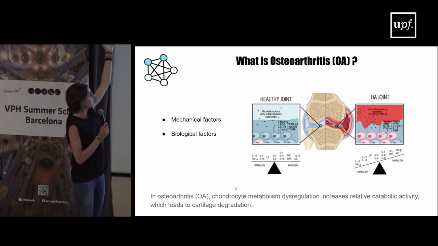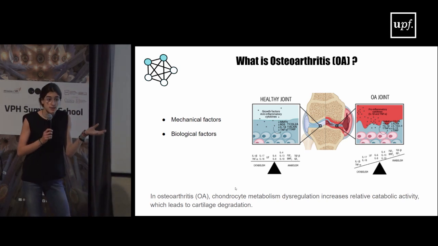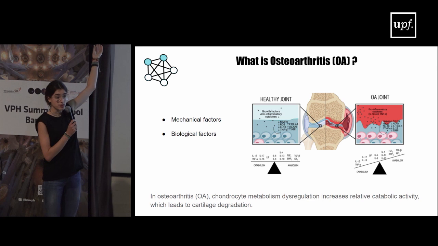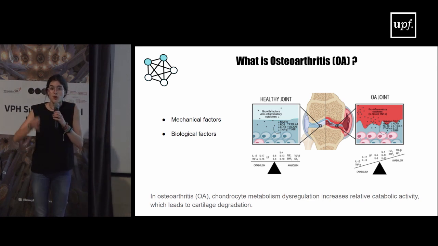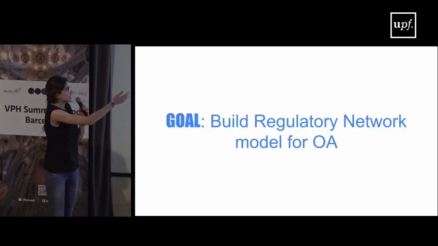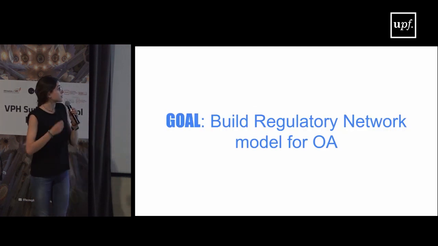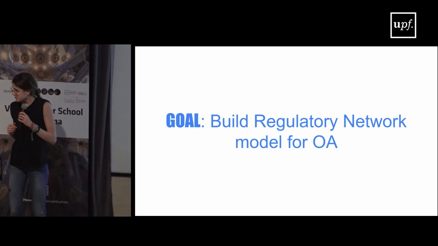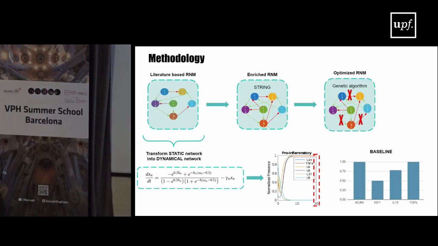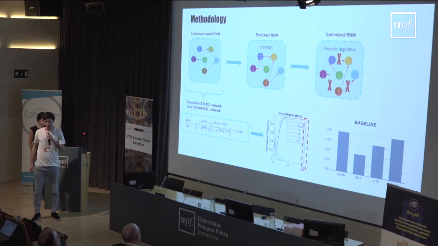Moreover, this interaction between catabolic and anabolic molecules generates a network, causing activation and inactivation interactions. So our main goal was to generate a regulatory molecule network for understanding osteoarthritis disease. Okay, so the first step of our hands-on was to build a regulatory network model.